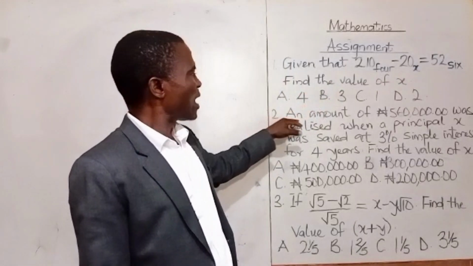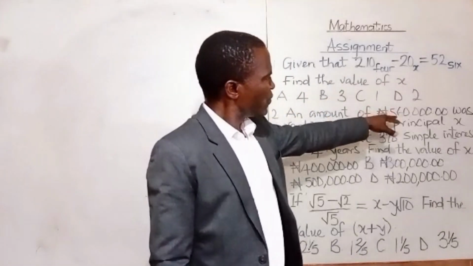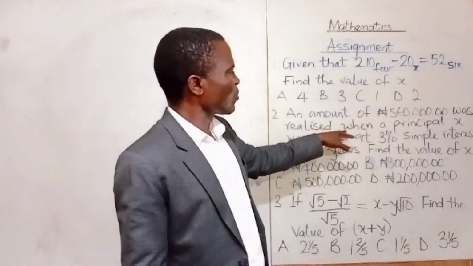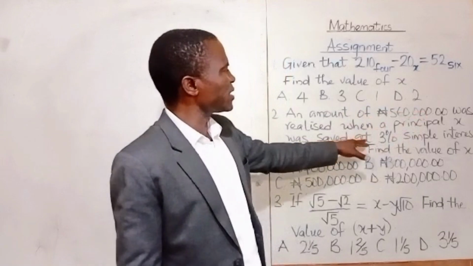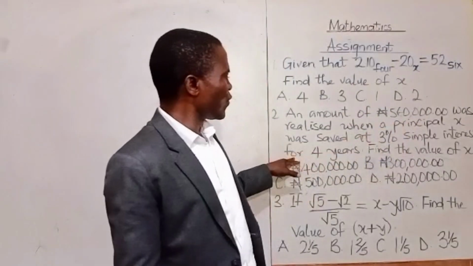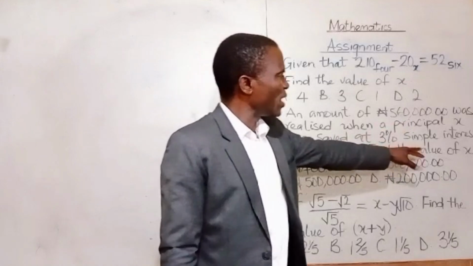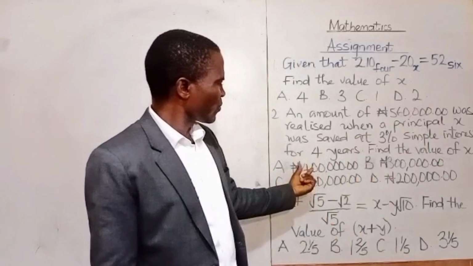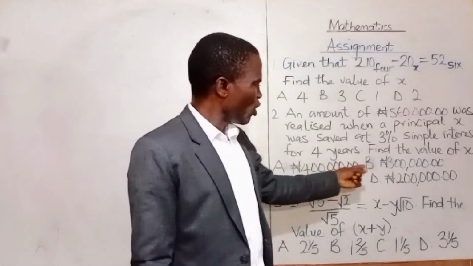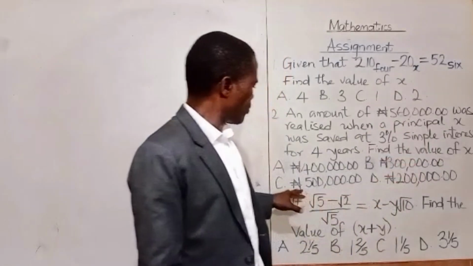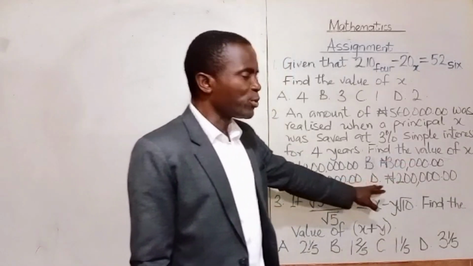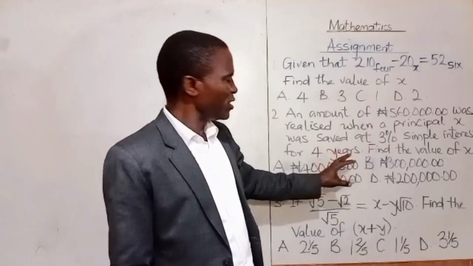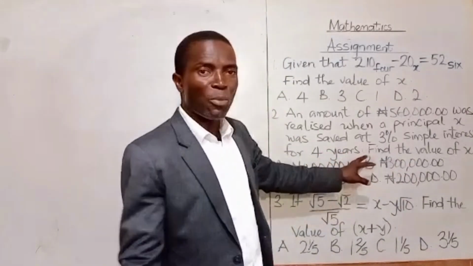Now, number 2. An amount of 560,000 naira was realized when a principal x was saved at 3% simple interest for 4 years. Find the value of x. Here are the options as well. Option A, 400,000 naira. Option B, 300,000 naira. Option C, 500,000 naira. Option D, 200,000 naira. After solving, the appropriate option should be forwarded to the comment section.